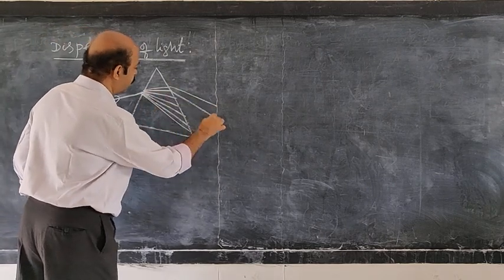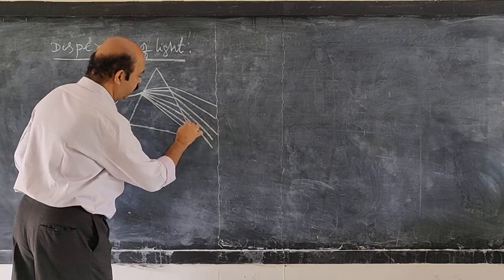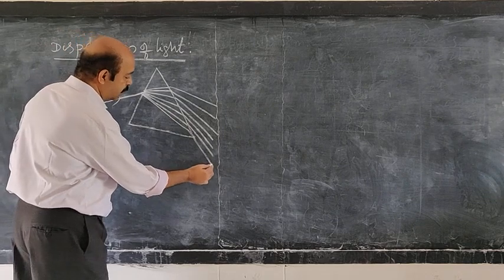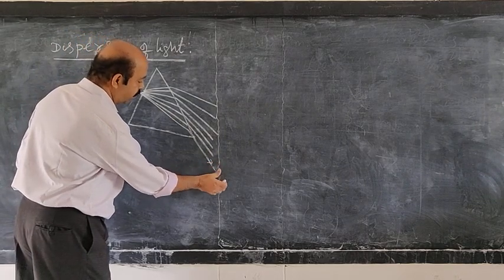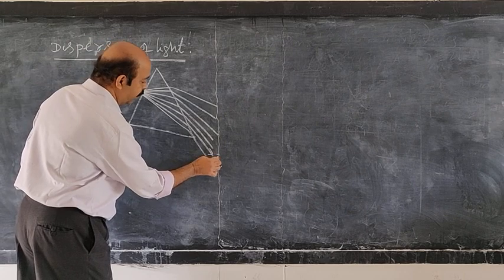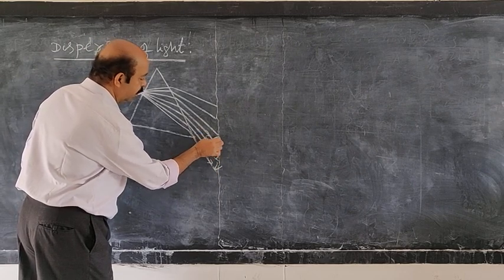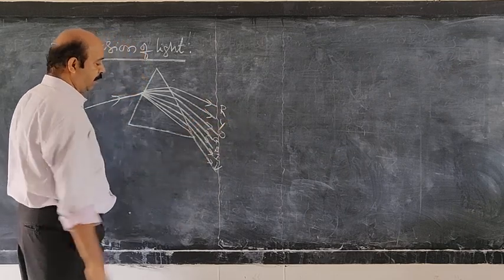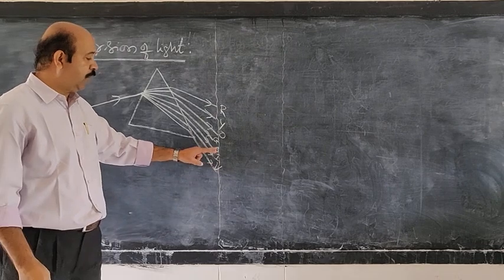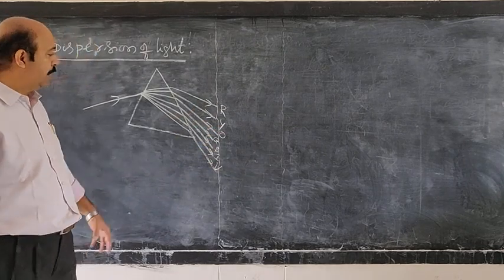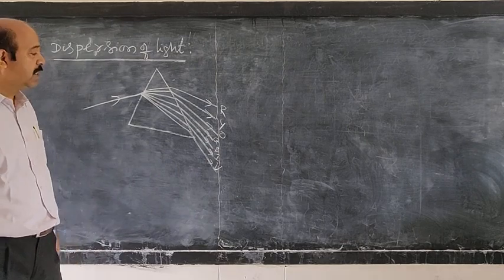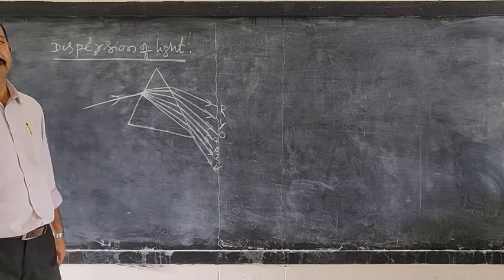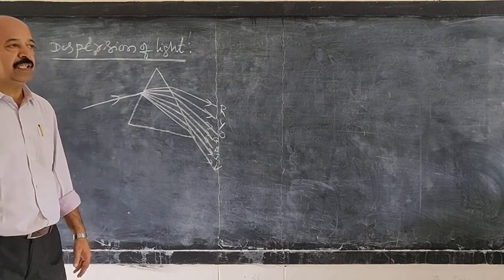So you will be getting 7 colors that you already learned in your lower class. Suppose this is red, this is violet, indigo, blue, green, orange, yellow, red. So violet, indigo, blue, green, orange, yellow, red. Into such 7 distinct colors, the white light gets dispersed by the prism material. You might have studied this in lower class.